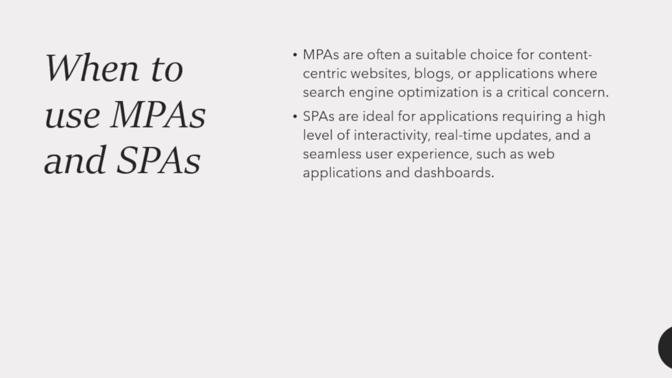So when do we use MPAs and SPAs? MPAs are often a suitable choice for content-centric websites, not necessarily Google, but Amazon, eBay, like e-commerce websites where there's a lot of querying of data and a ton of search results, let's say that. SPAs, on the other hand, are ideal for applications requiring a lot of interactivity and real-time updates, like dashboards and just things that require a seamless user experience.